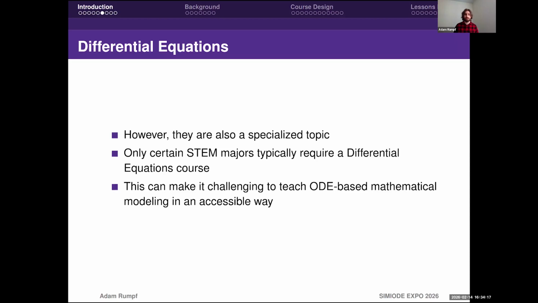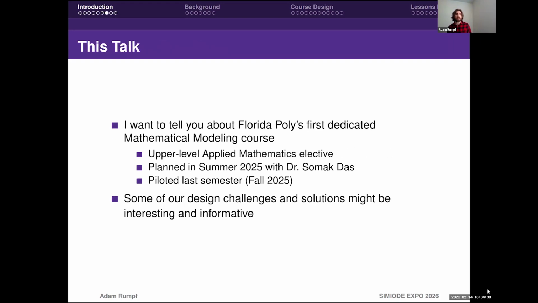That being said, they're also a somewhat specialized topic, and depending on your major, you may or may not see a great amount of differential equations during your time in college. There are usually only some majors that require taking a differential equations course, and if you want to teach a math modeling course, that can potentially be a problem because not all of your potential students will necessarily be very familiar with differential equations.